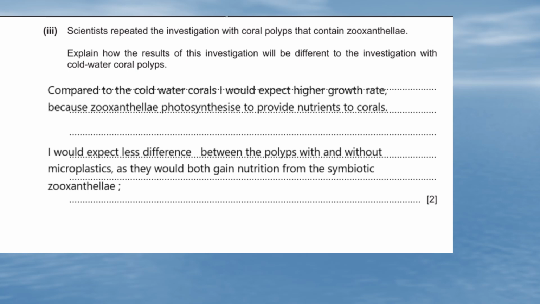Compared to the cold water corals, I would expect a higher growth rate because zooxanthellae photosynthesise to provide nutrients to the corals. I would also expect less difference between the polyps with and without microplastic, as they will both gain nutrition from the symbiotic zooxanthellae. So this is how I would get my 2 points here, talking about photosynthesis.